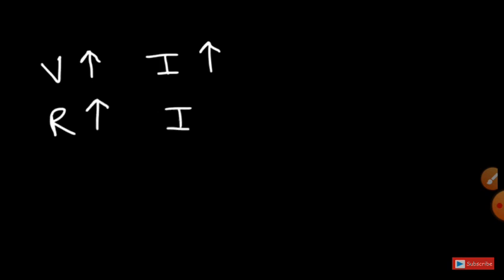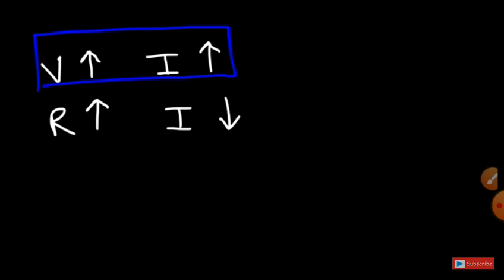Now, you need to know that as the voltage in a circuit increases, the current will increase, provided that the resistance stays the same. If the resistance goes up, the current will go down if the voltage is held constant. So voltage and current, they're proportional to each other, and resistance and current, they're inversely related to each other.